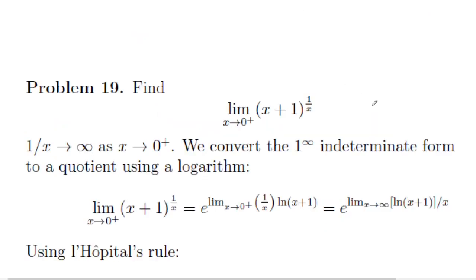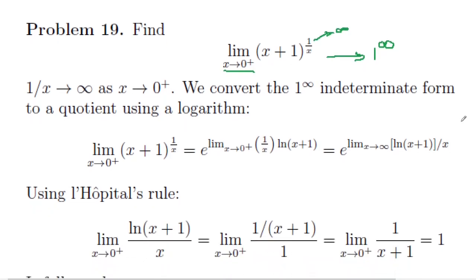In problem 19, we look at this limit here, which turns out to be a 1 to the infinity indeterminate form. That's because as x goes to 0 plus, 1 over x goes to infinity, and of course x plus 1 goes to 1. We convert this to a quotient indeterminate form using the logarithm in the usual way. We get 1 over x times natural log of x plus 1, which I can write more neatly in this form. And now our objective is to figure out what this limit is.